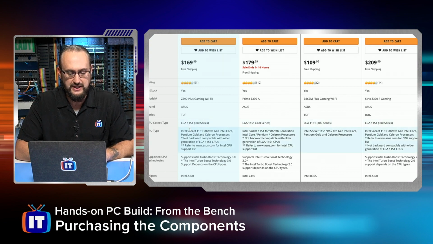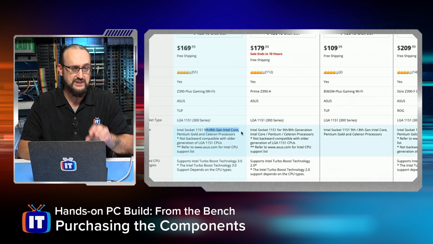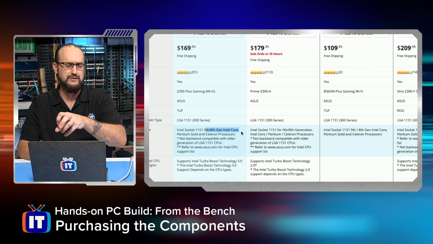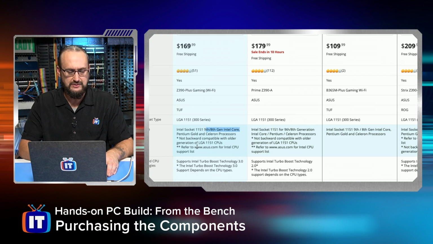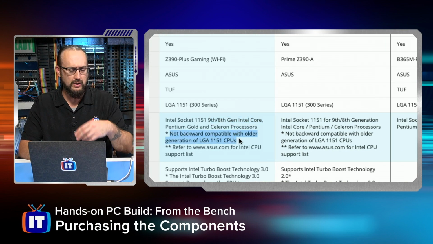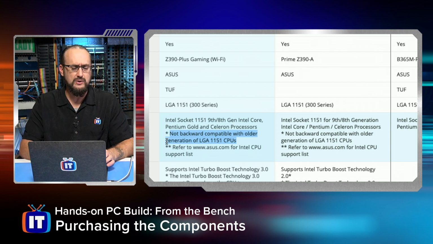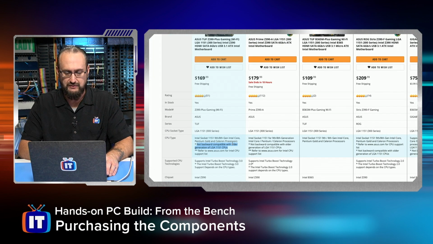All right, and you can see here that they both support the 1151 300 series, and that's 8th and 9th generation Intel Core. Some of the LGA 1151 sockets were backwards compatible. Keep in mind, notice this right here, and this is one of the things I remember about this, and that's why I wanted to make sure that we had the 300 series. Notice it says not backwards compatible with older generations of LGA 1151 CPUs. So I'm glad we filtered that down and we've got these.